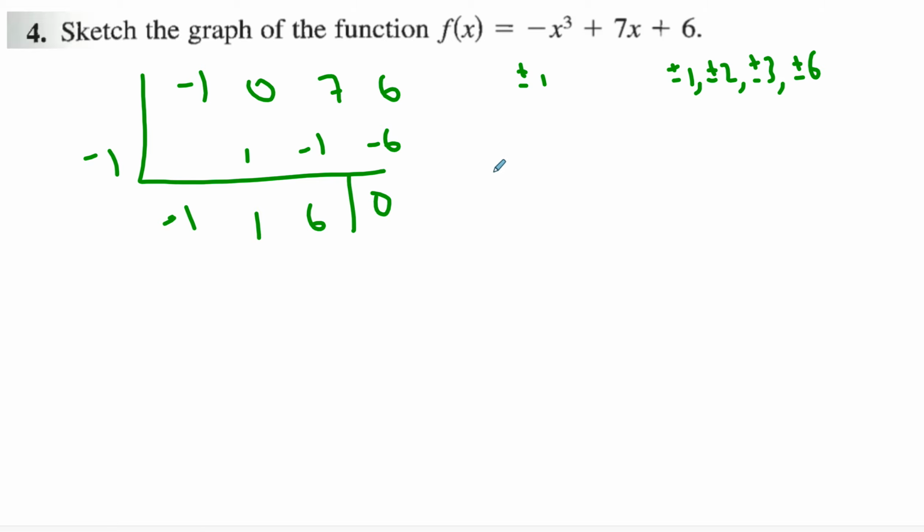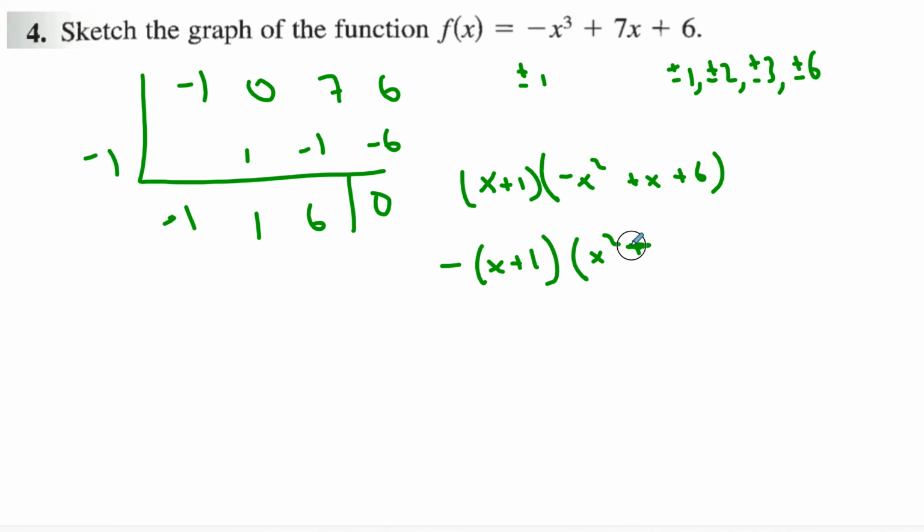So that means one of the roots is x plus 1. One of the factors is x plus 1. And the rest of the equation is -x squared plus x plus 6. So I can factor that. We'll pull a negative out. It becomes x squared minus x minus 6. Then I can factor that, and that'd be a minus 3 and a plus 2. That'll get us the right difference.